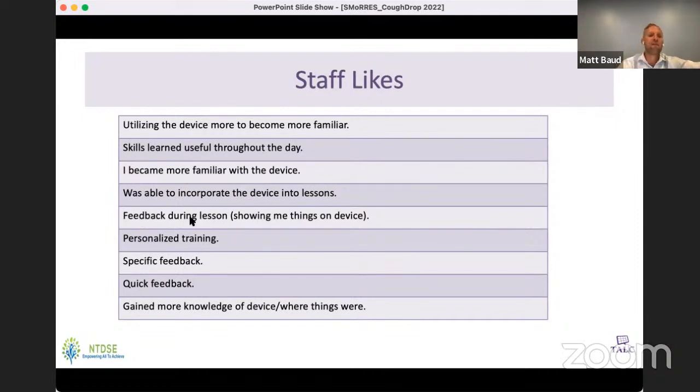The one that I really love here: feedback during the lesson, showing me the things on the device, right? Feedback. Think about that. I saw some of the comments in Slack that people kind of stress out about the idea that someone's going to be watching them and coaching them, and they kind of freak out. But guess what? Every single time, that's exactly the thing that most of our staff like the best. They like that immediate feedback. They like us going in and demonstrating live within the activity that they do every day with this student. Again, specific feedback, quick feedback. We keep seeing that. And they keep talking about gaining more knowledge of the device and where things were. So yeah, they're becoming more familiar.